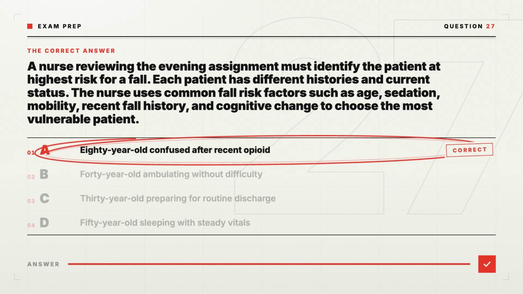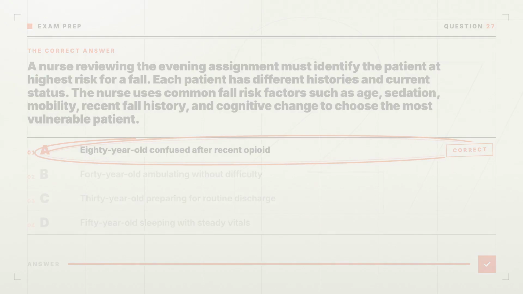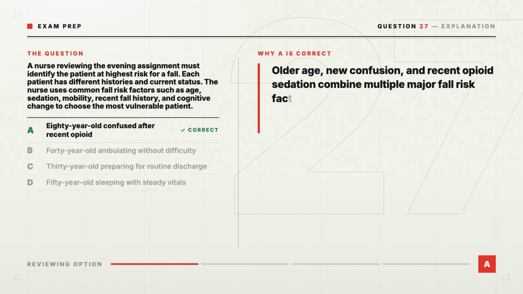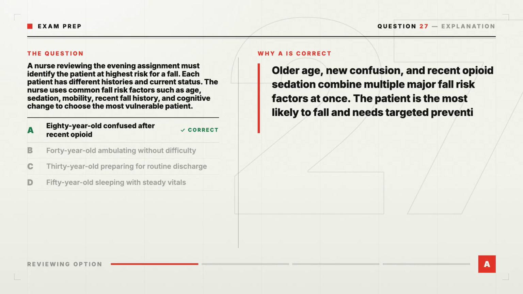The correct answer is A. 80-year-old confused after recent opioid. A is correct because old age, new confusion, and recent opioid sedation combine multiple major fall risk factors at once. The patient is the most likely to fall and needs targeted prevention measures rather than universal ones.